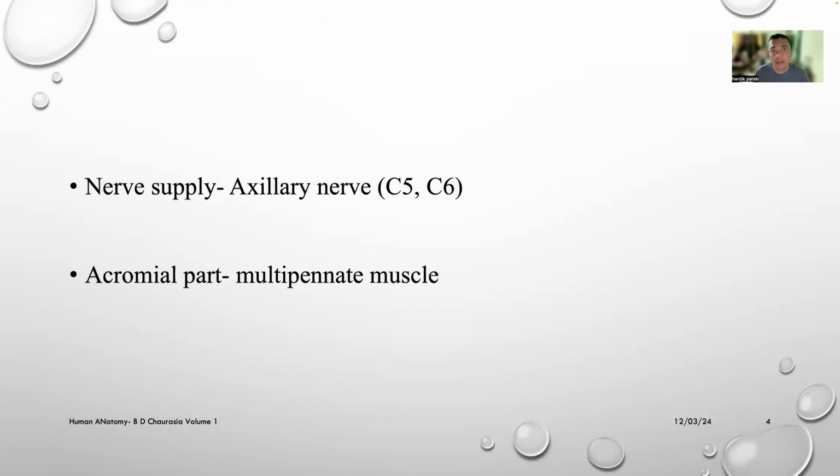Now supply: it is supplied by the axillary nerve. The root value is C5, C6. तो अगर कहीं पे भी axillary nerve में डैमेज होगा तो ये deltoid का फंक्शन आपका खराब हो सकता है. कैसे, वो हम आगे देखेंगे.